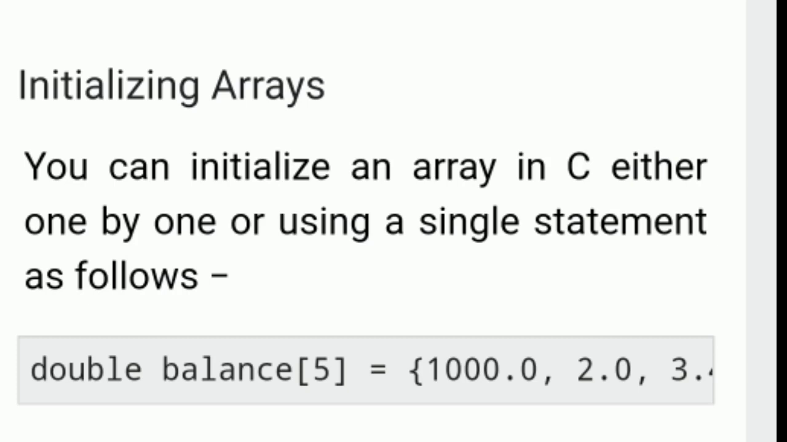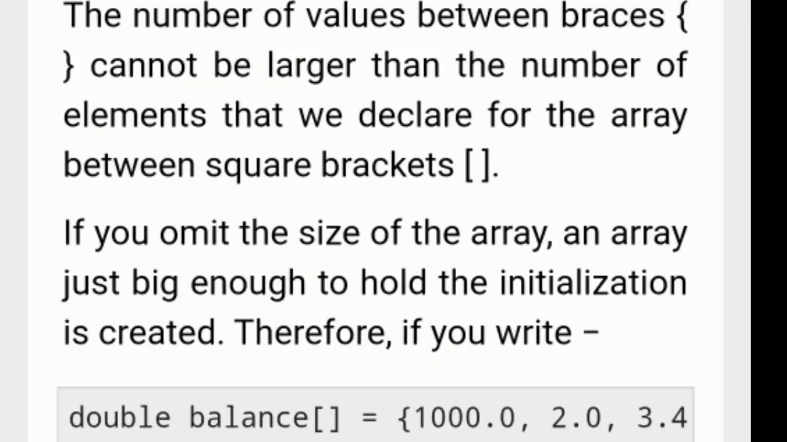In this case, balance of 4 is equal to 50.0. The statement assigns the fifth element in the array the value 50.0. All arrays have 0 as the index of the first element, which is also called the base index, and the last index of an array will be the total size of the array minus 1, that is n minus 1.